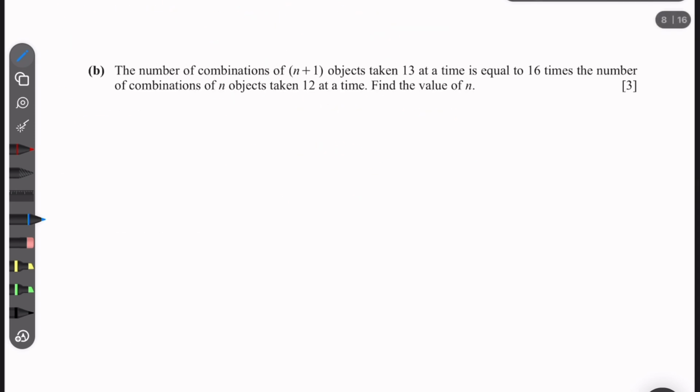The number of combinations of n plus 1 objects taken 13 at a time is equal to 16 times the number of combinations of n objects taken 12 at a time. Find the value of n. Okay, so for the first part of the question, n is equal to n plus 1, and r will be equal to 13. And for the second part, n equals n, and r equals 12.